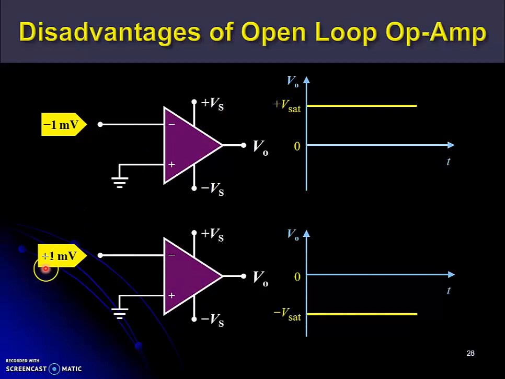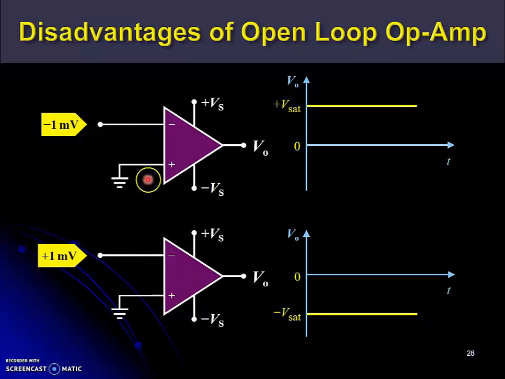When an input voltage of +1 mV is applied to the inverting terminal of the op-amp, the output will be equal to the negative saturation voltage, which is 2 volts higher than the negative supply voltage. Some of you may ask, why would a positive input lead to a negative output? The reason is that the input is applied to the inverting terminal instead of the non-inverting terminal.